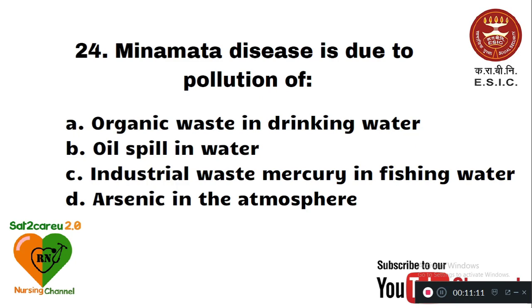24. Minamata disease is due to the pollution of option A, organic waste in drinking water, B, oil spill in water, C, industrial waste mercury in fishing water, D is arsenic in the atmosphere. The right answer: Minamata disease is due to the pollution of industrial waste mercury in fishing water.